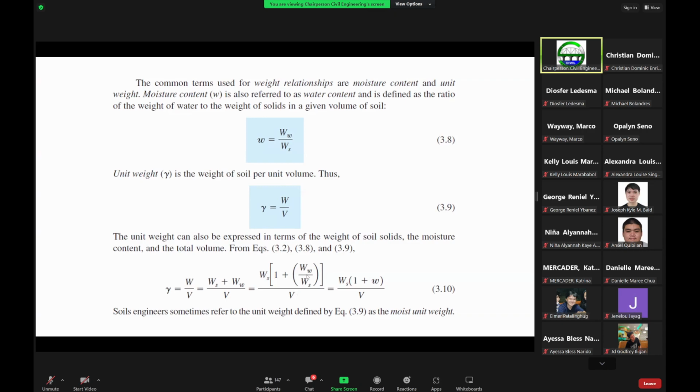But we know that the weight of water divided by the weight of the solids is just equal to the moisture content or the water content, no? Based on this equation. So that means we can replace this by the water content. So the weight is also equal to the weight of the soil solids multiplied by 1 plus the water content, over total volume.